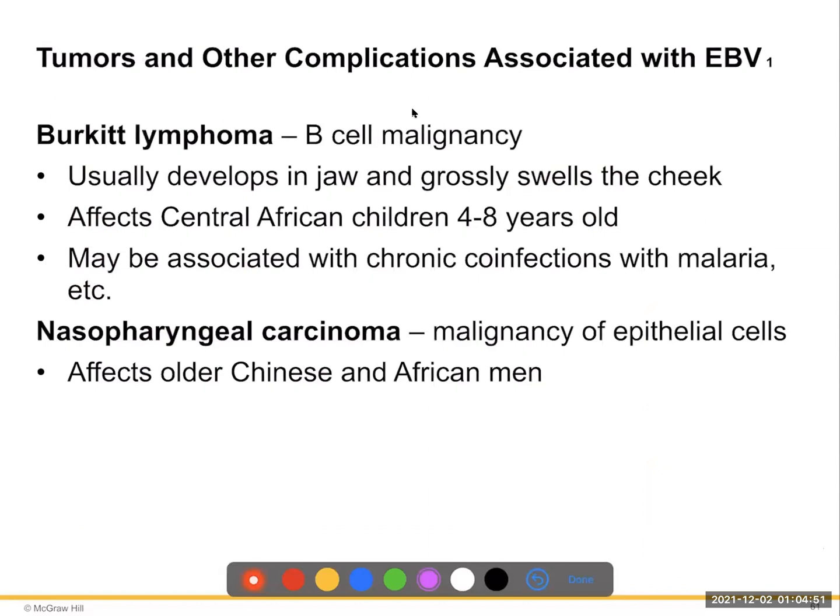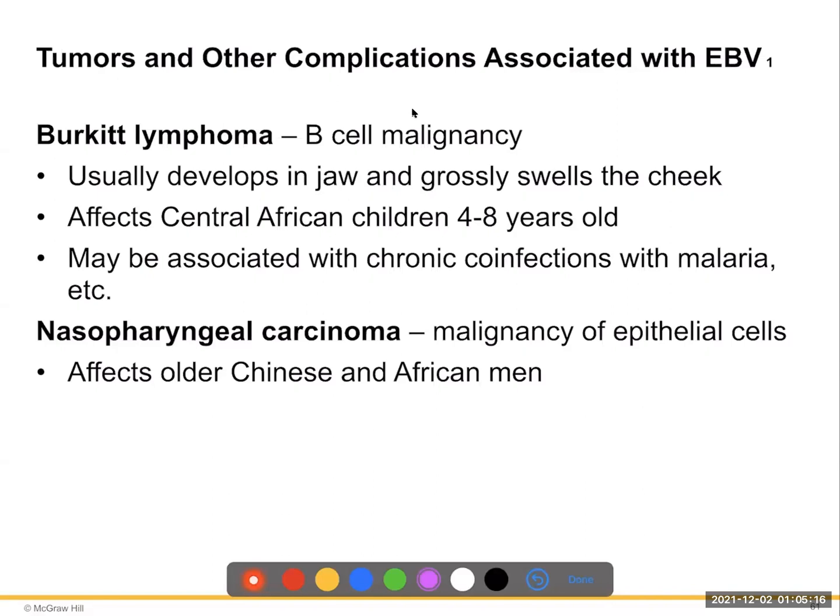Okay, you get tumors, other complications associated with the Epstein-Barr virus. You can get what's called Burkitt's lymphoma, which is a B cell malignancy. Usually develops in the jaw. You get very swollen cheeks, huge swollen cheeks. Just like with mononucleosis, you get the swollen cheeks like the mumps. Okay, that's what you get with mononucleosis, that's the Epstein-Barr virus. It can be a lot greater than the mumps, bigger swelling.